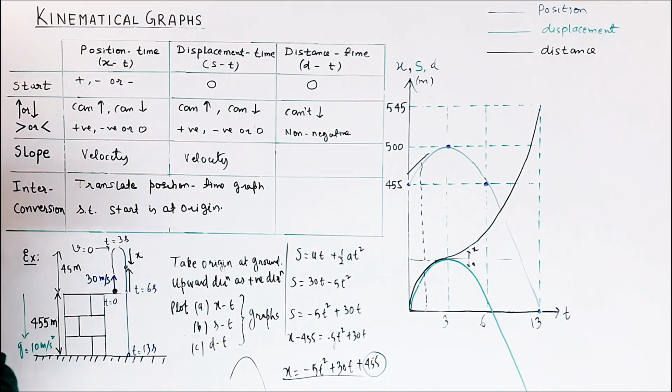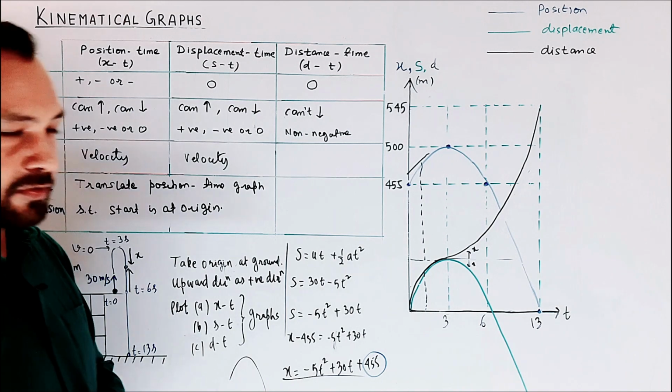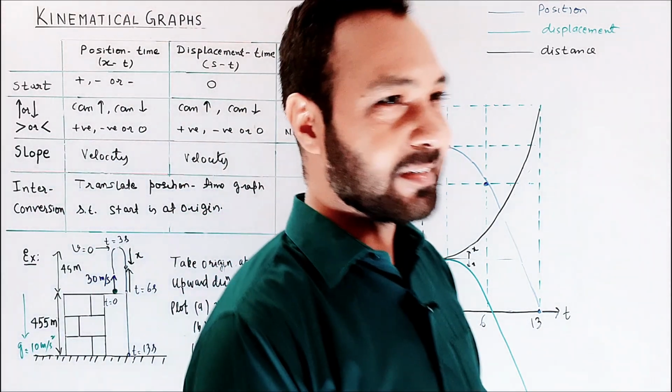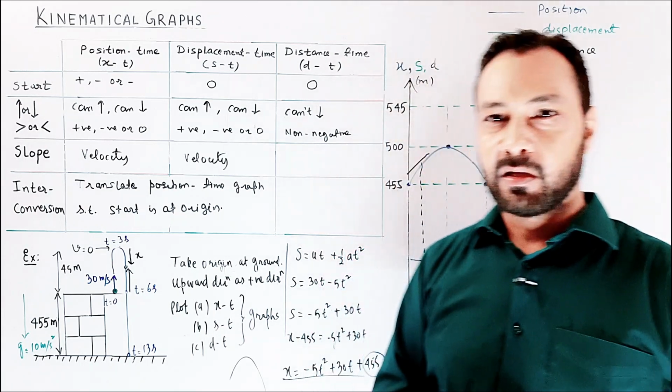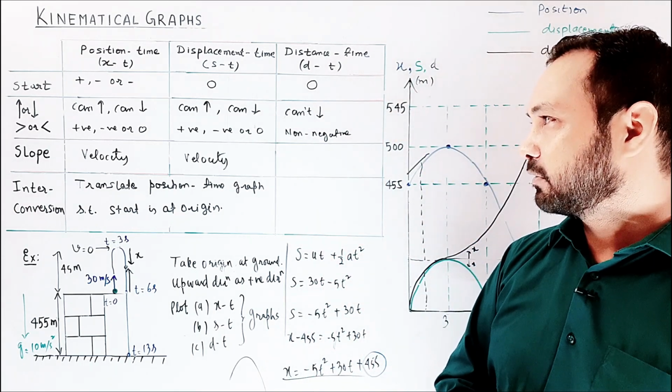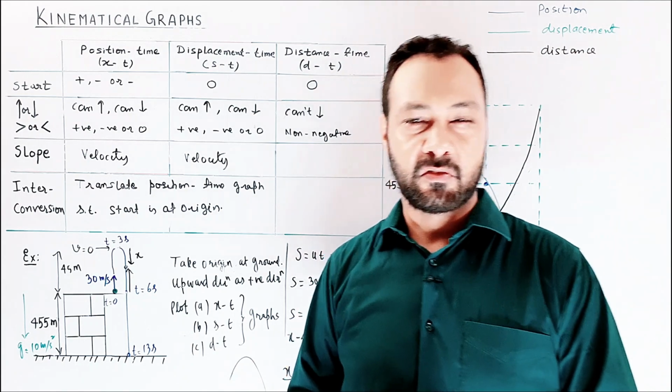So we understood so many things about the position time graph, displacement time graph, and distance time graph. The more important are the position and displacement time graphs, and if required we can make an interconversion. Thank you.